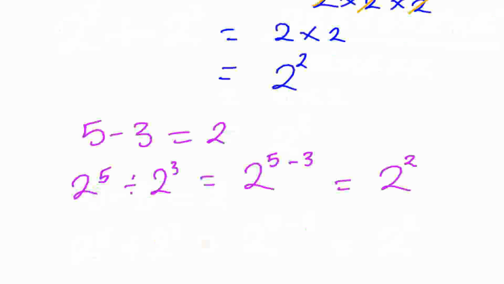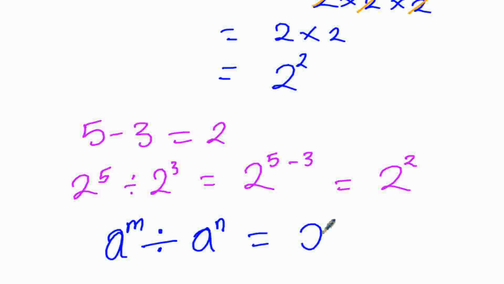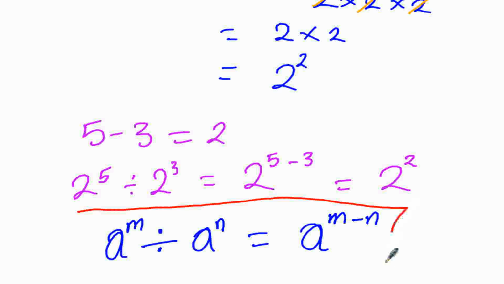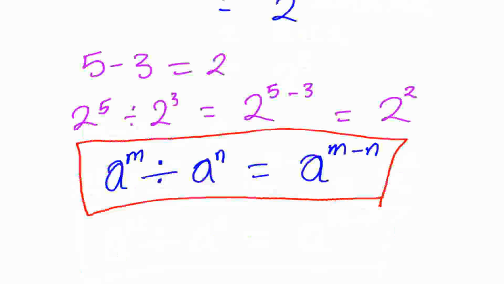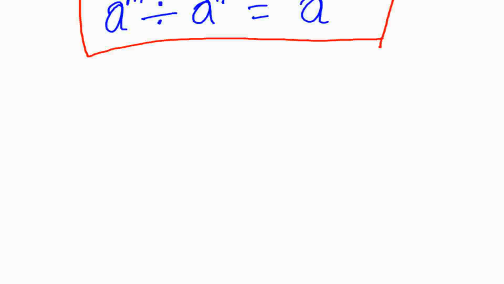So this gives us another law of indices, which is a power m divided by a power n is equal to a power m minus n. So if it is division, when we are dividing numbers of the same base, we subtract the powers. So that is our second one.